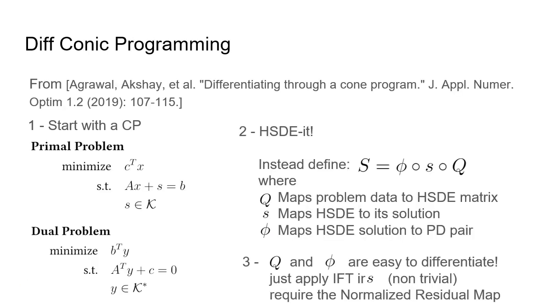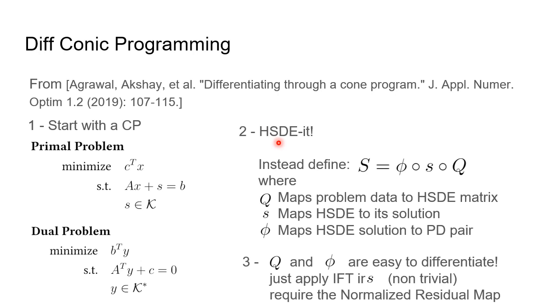The second fundamental strategy is the one for differentiating conic programs, the one developed by Akshay Agrawal and his co-authors. And it's actually pretty similar to the first one. It starts with a conic program now instead of a QP. And then we have the primal and the dual. Once you have both of these, you can compute the homogeneous self-dual embedding.